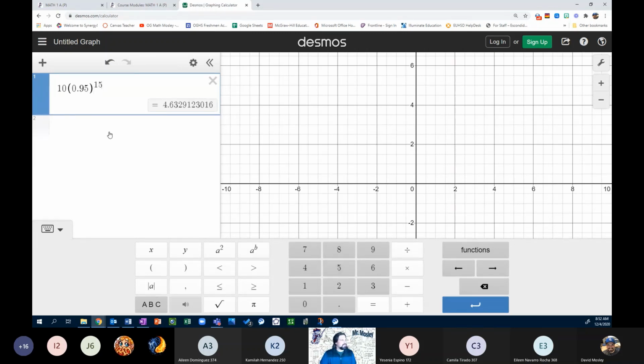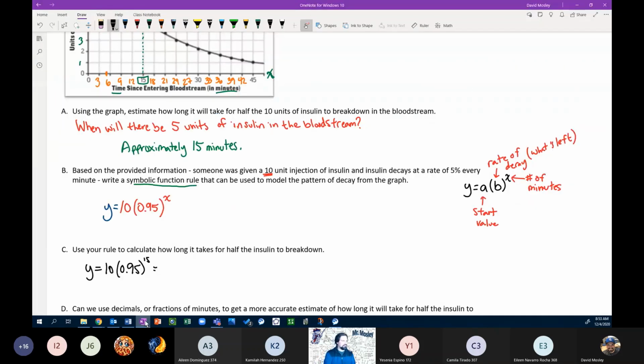When we put this in the calculator, we get 10 times 0.95 to the 16th power, you get 4.6329, and so on. We'll approximate that at 4.63. Okay. So 15 minutes is actually a little too much time. We went past 5. 5 was what we were looking for. So let's see what happens when we use 14.